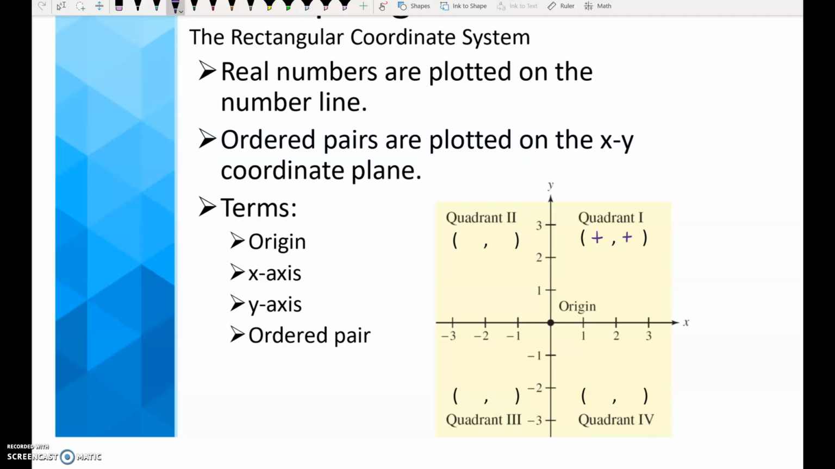Quadrant 2, they go in a counterclockwise direction. Quadrant 2 has negative x values, positive y values. Quadrant 3 is negative, negative. Quadrant 4 is positive x values, negative y values.